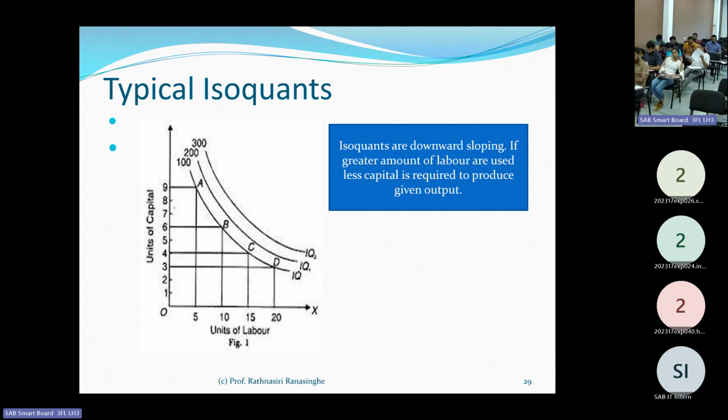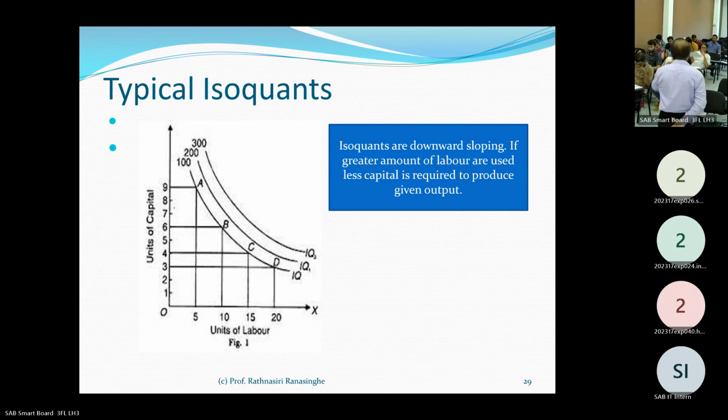First one is IQ1, IQ2. Those are in the isoquant map. IQ2 is the higher isoquant compared with IQ1. It gives us a higher level of output, that's why output increases: 100, 200, 300. Each isoquant indicates a particular output level.